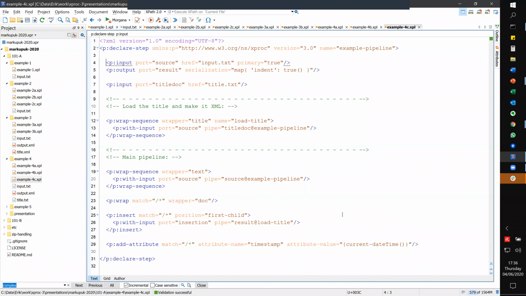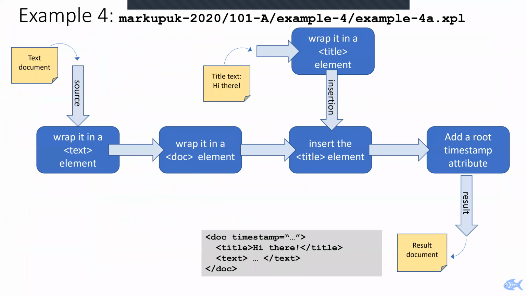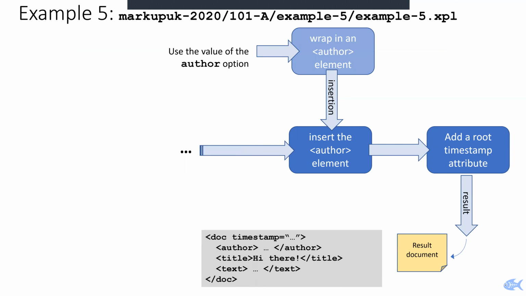All right. Now, one of the things I've told you is that steps can have options. Pipelines can have options. They can have little switches with which you can change the functionality of your pipeline. Now, what if we wanted to add an option to our pipeline ourselves? What I did here, I added an author option, and I wrap this in an author element and insert it as an author element inside my result document, as you can see in the gray box there.